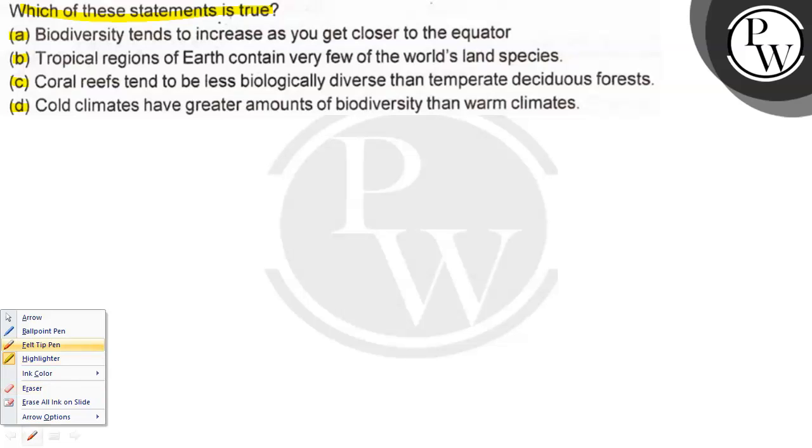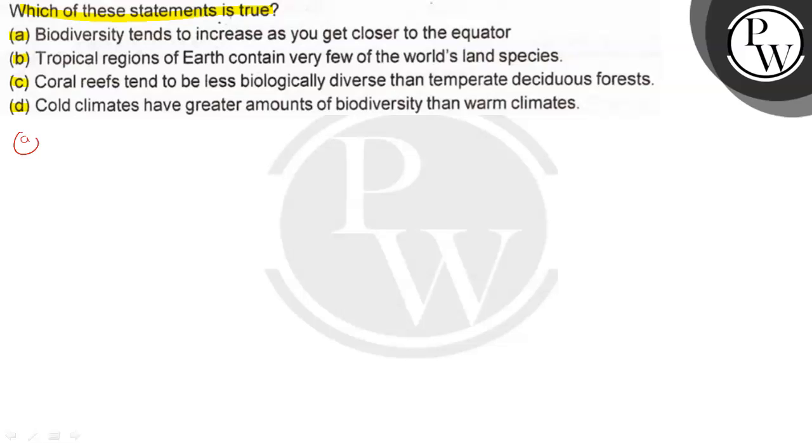So here they have asked us which statement given about diversity is true. So to know that, let us discuss the options given here one by one. So first one, biodiversity tends to increase as you get closer to the equator. So this is the true statement because as we move from polar ends to the equator, we can see the biodiversity increasing.